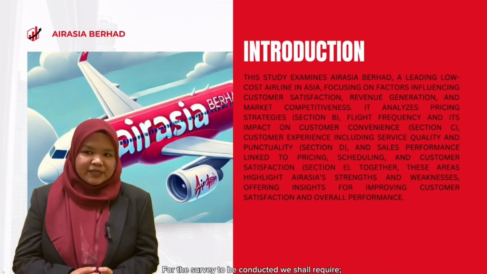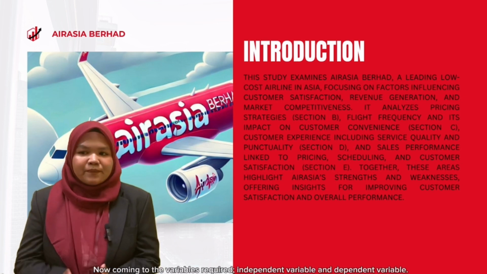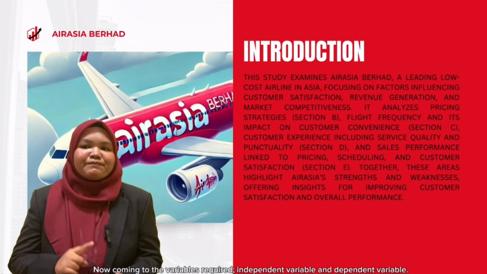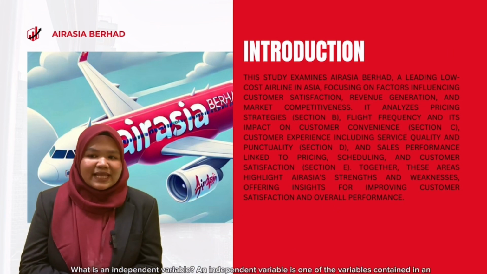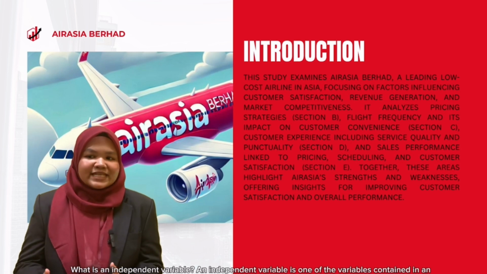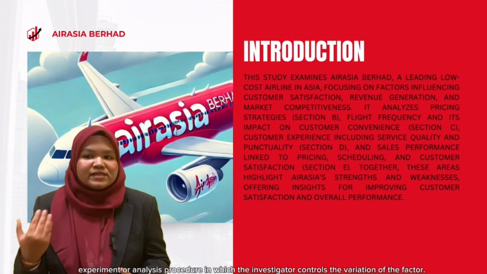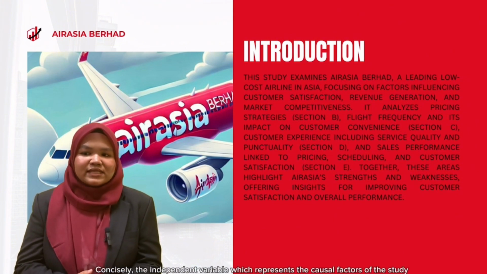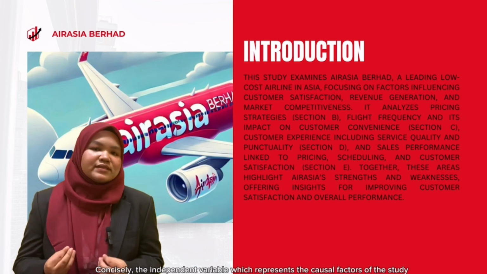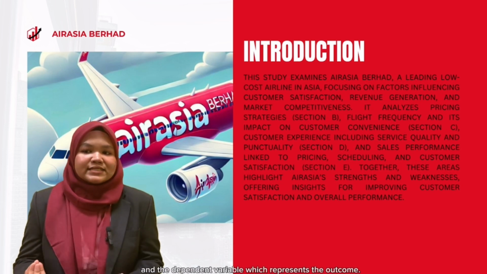For the survey to be conducted, we now come to the variables required: independent variable and dependent variable. What is an independent variable? An independent variable is one of the variables contained in an experiment or analysis procedure in which the investigator controls the variation of the factor. Concisely, the independent variable represents the causal factor of the study and the dependent variable represents the outcome.